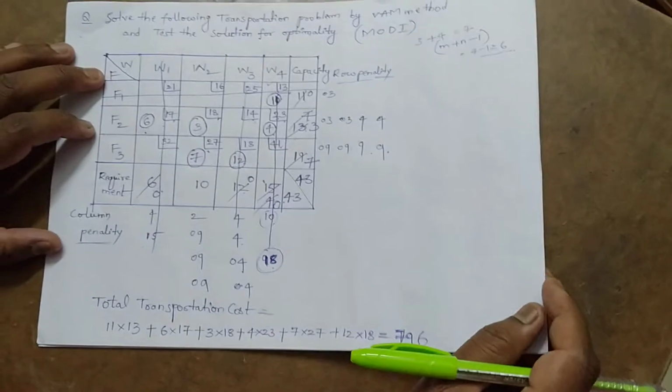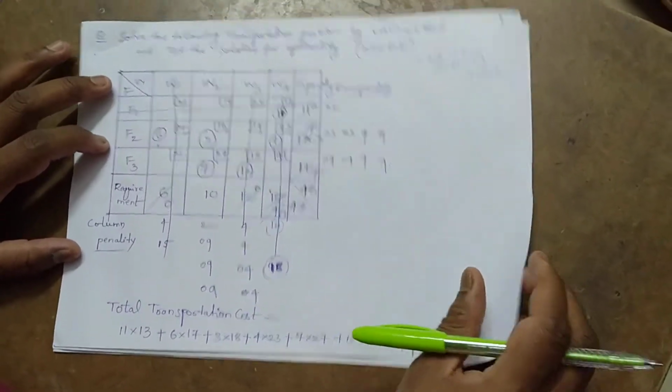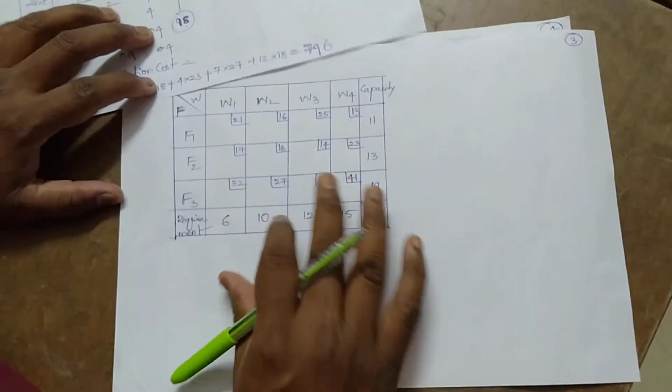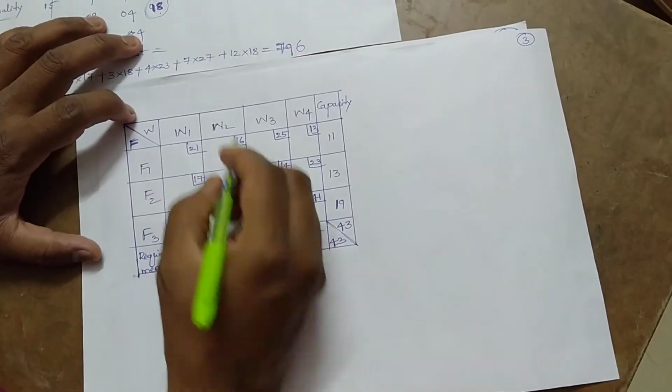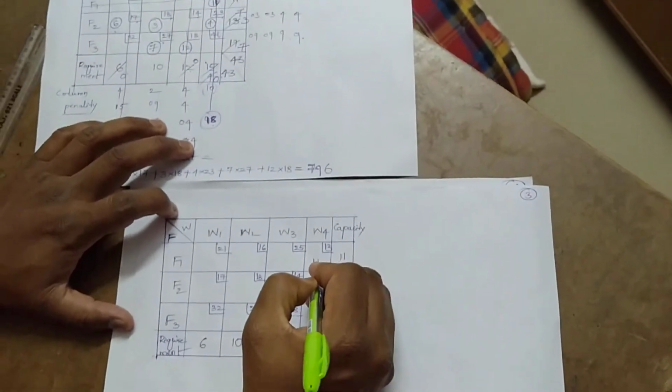So how to check the optimality? For that we have to adopt the modified distribution method. Now let us consider the modified distribution method here. Let us see the same transportation problem. Now here we can allocate the values. For 13, the units that are allocated are 11.